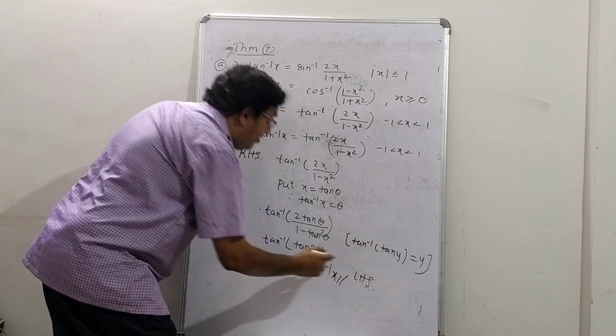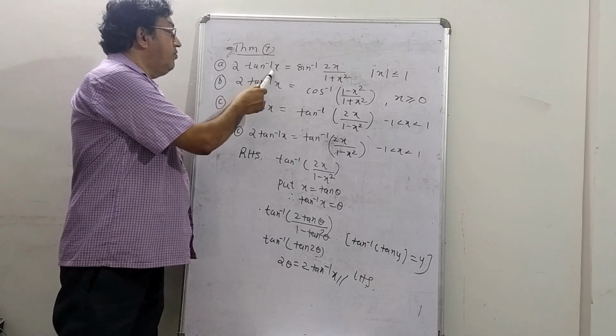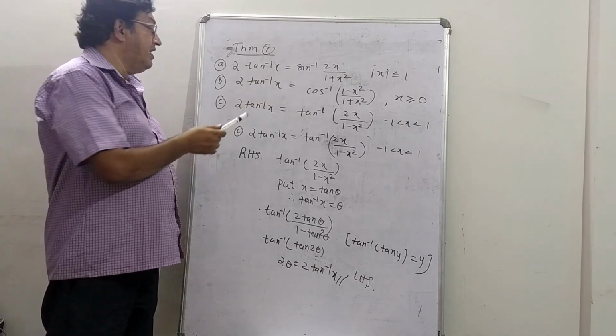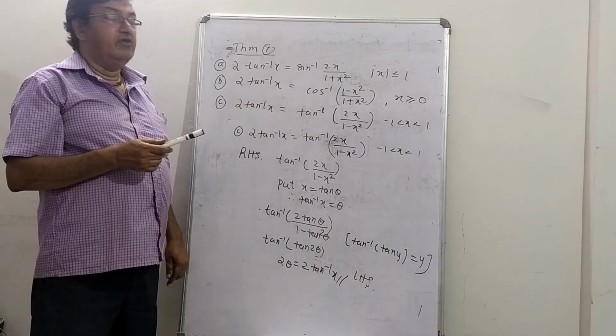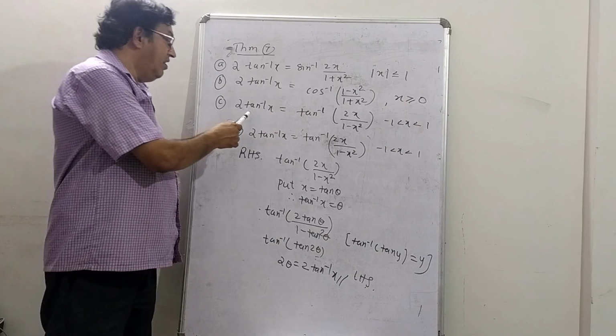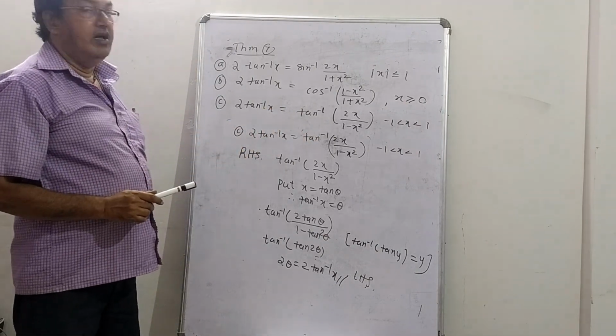This is how I have proved all the 3 results. So first one is 2 times tan inverse of x is sin inverse of 2x upon 1 plus x square. 2 times tan inverse of x is cos inverse of 1 minus x square upon 1 plus x square. 2 times tan inverse of x is tan inverse of 2x upon 1 minus x square.